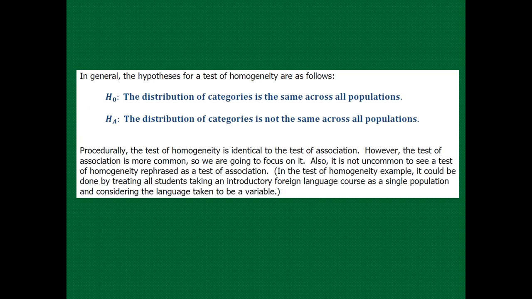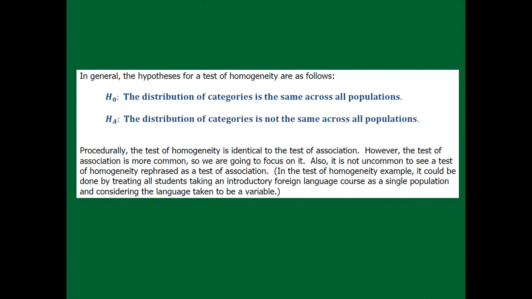Generally, this is how the hypotheses would be set up for a test of homogeneity. The null essentially says that the distribution is homogeneous, that the distribution of categories is the same across all populations. The alternative says that it's not homogeneous. Like it says toward the bottom, the test of homogeneity is identical to the test of association in a procedural sense, but the test of association is more common, so that's the one that we're going to focus on.